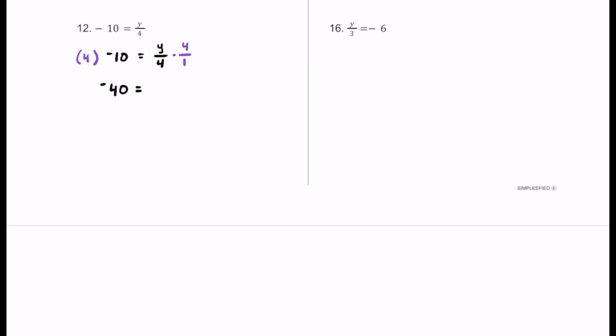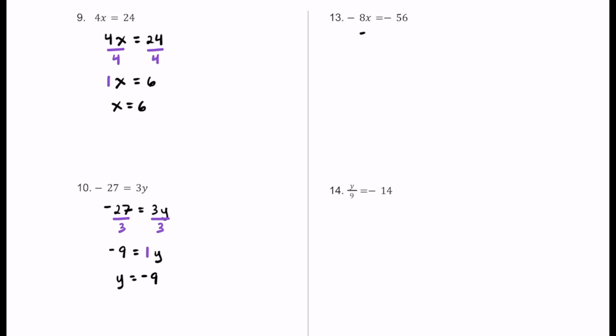On the right side of the equation, notice these 4's will cancel out with each other because 4 over 4 is equal to 1, so we're going to be left with 1y on the right side of the equation. We can drop that 1 and just write y is equal to negative 40. That would be our answer.